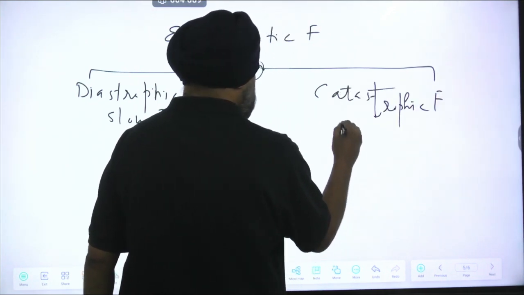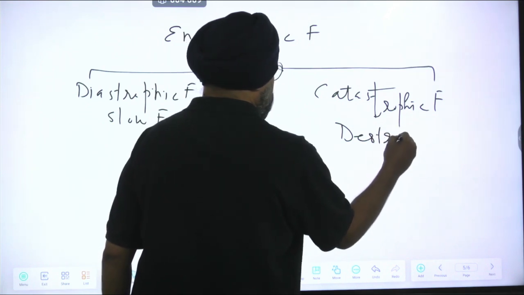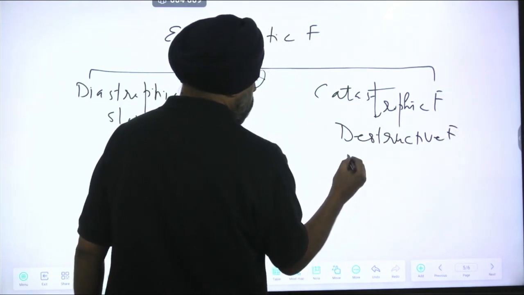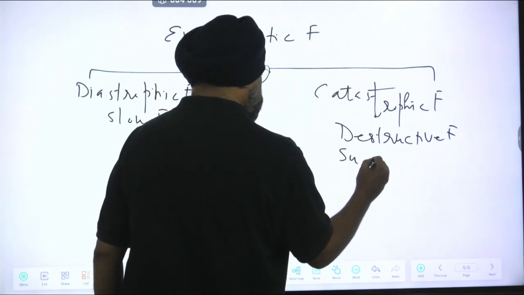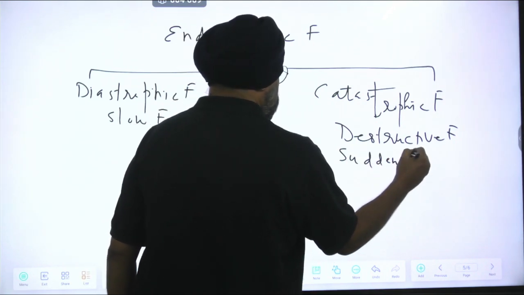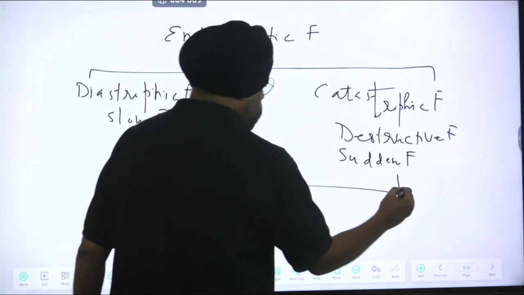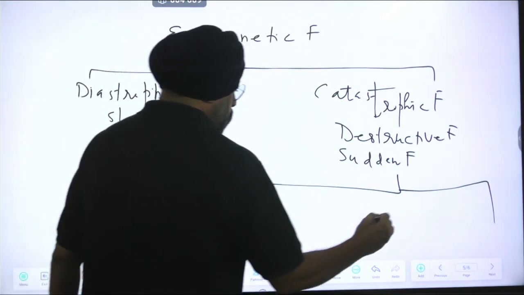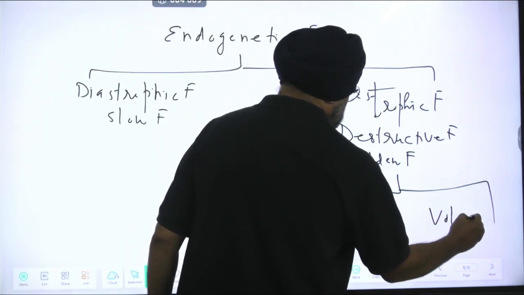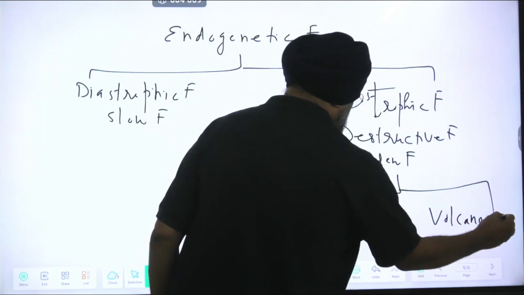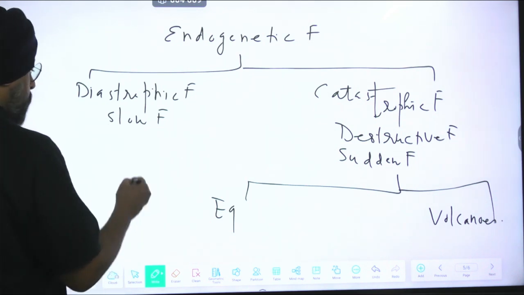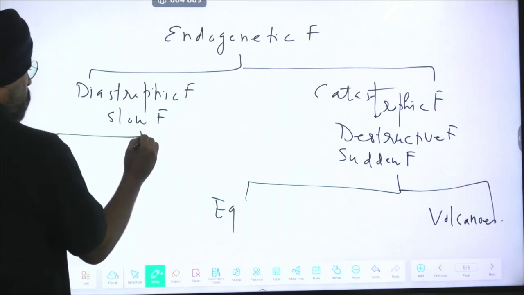These are the destructive forces, and these are the sudden forces. And these can be divided into 2 parts, the earthquakes and the volcanoes, which will come one after the other. And the diastrophic forces can be divided into 2 parts.